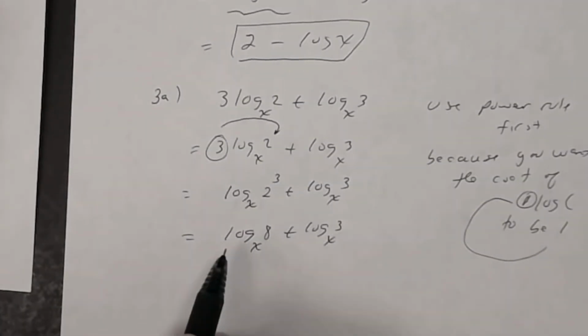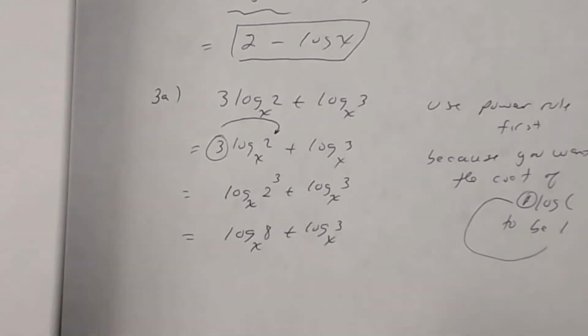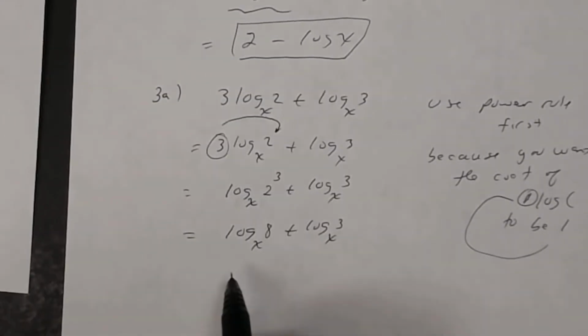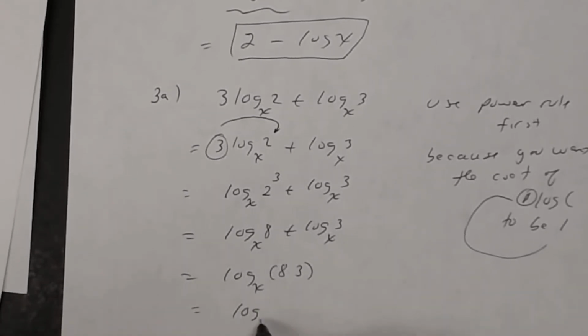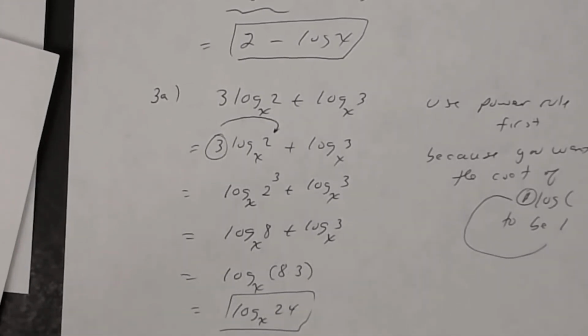Okay, so notice that these coefficients are 1. Do y'all see that I can use the product rule? So now that becomes the log base x of this product, 8 times 3. All right, and 8 times 3 is 24, so I get the log base x of 24. All right, so that was 3a.